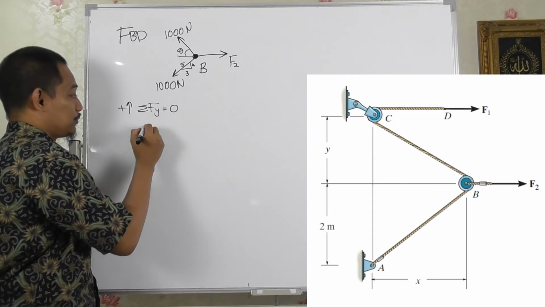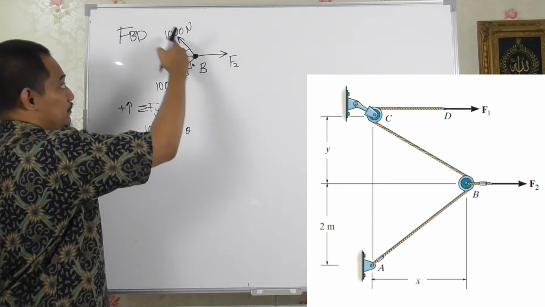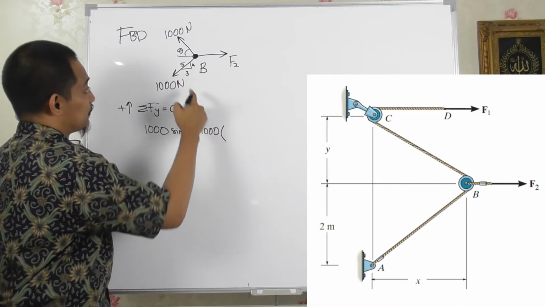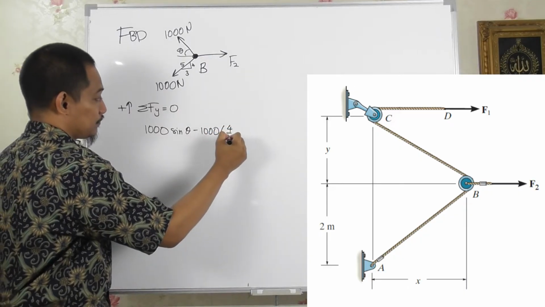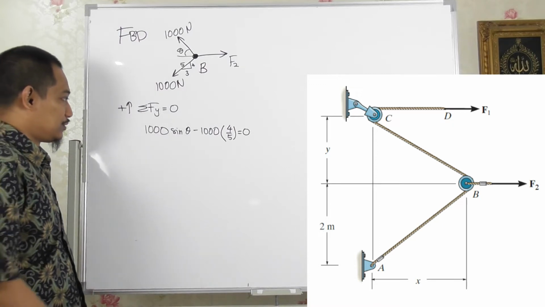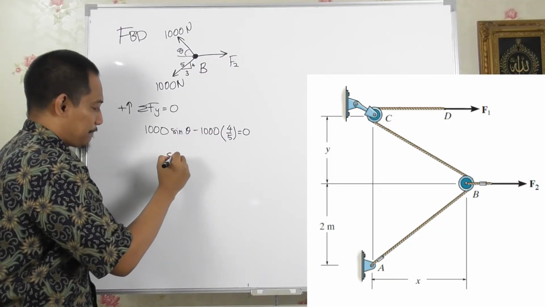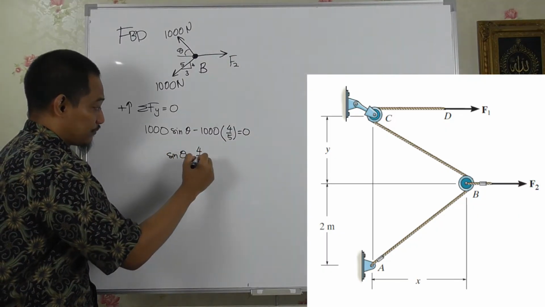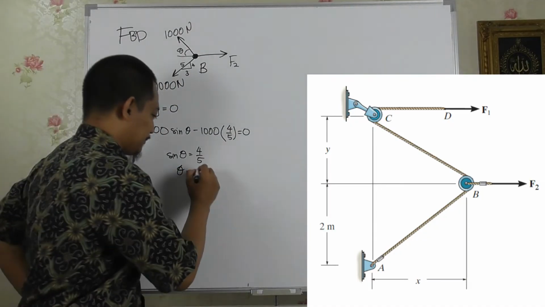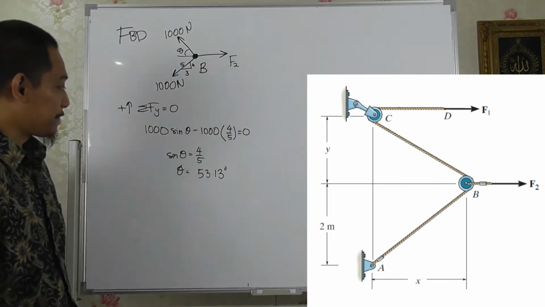Summation of Fy equal to 0. So we have 1000, this upward here, sine theta. This one, right? And then minus 1000 times 4/5 equal to 0. So then straightforward, you can cancel off, so sine theta equals 4/5. Theta you can calculate to be 53.13 degrees.